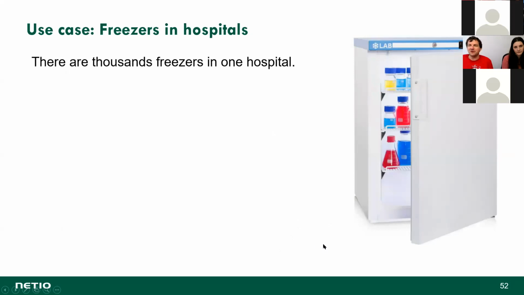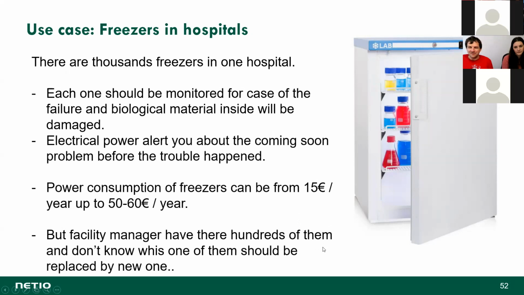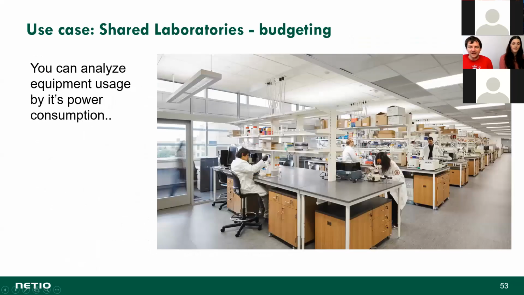Freezers and hospitals, we talk about that. That's a little bit special case because it very much depends how old the freezer is. It can consume even 15 euros or even 60 euros per year. But if you have hundreds of them, it's quite useful to know which one is which. And this is a case from the UK, from a pharmaceutical company. We can't say the name, but it's nearby Birmingham. And you can analyze, this is basically for the budgeting.